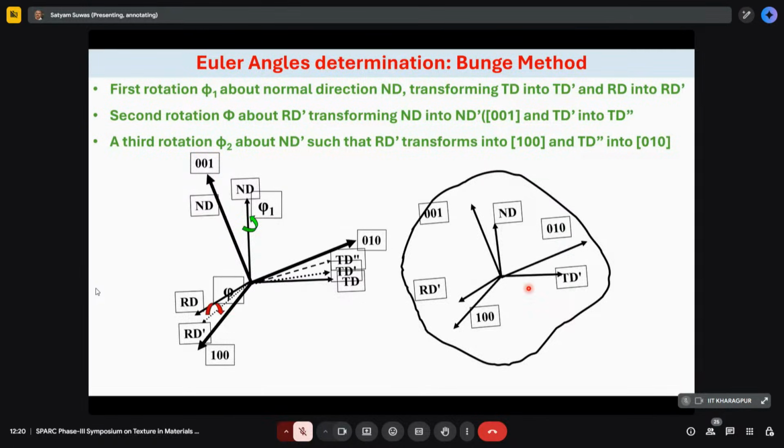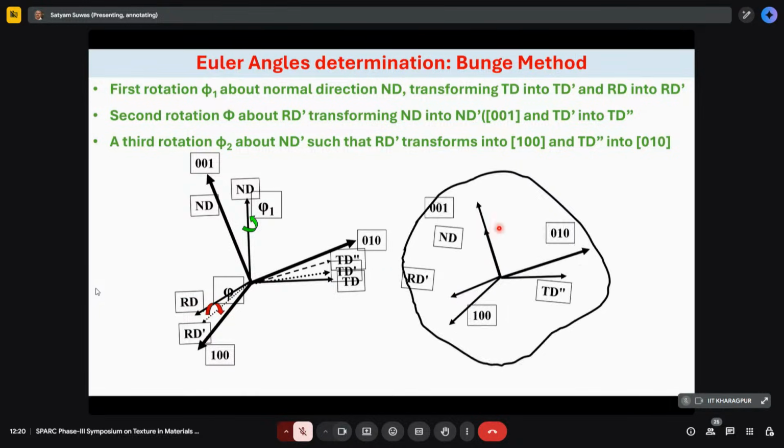So let us see what this rotation is. The first rotation was around ND, and the second rotation was around the transformed RD direction, which is here along the laser pointer that I am showing. So you rotate around this, and then after this rotation, ND becomes aligned with 0, 0, 1. So now at least one axis is aligned.